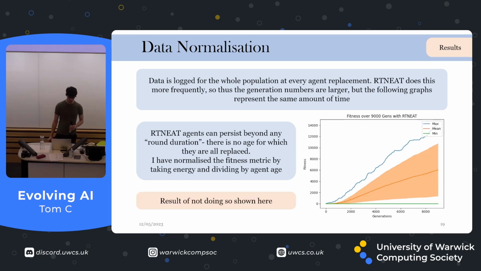Additionally, if you see this graph here, RT-NEAT agents can persist for longer than a set time. While NEAT agents may only persist for 30 seconds, RT-NEAT agents can persist much longer, provided they are still proving to be fit. If we don't normalize the fitness of these agents by their age, agents that are consistently eating food are considered increasingly fit. But this is not true because their networks aren't changing. You can see here that the older agents just become more and more fit to the point that newer agents have no chance of competing with them.